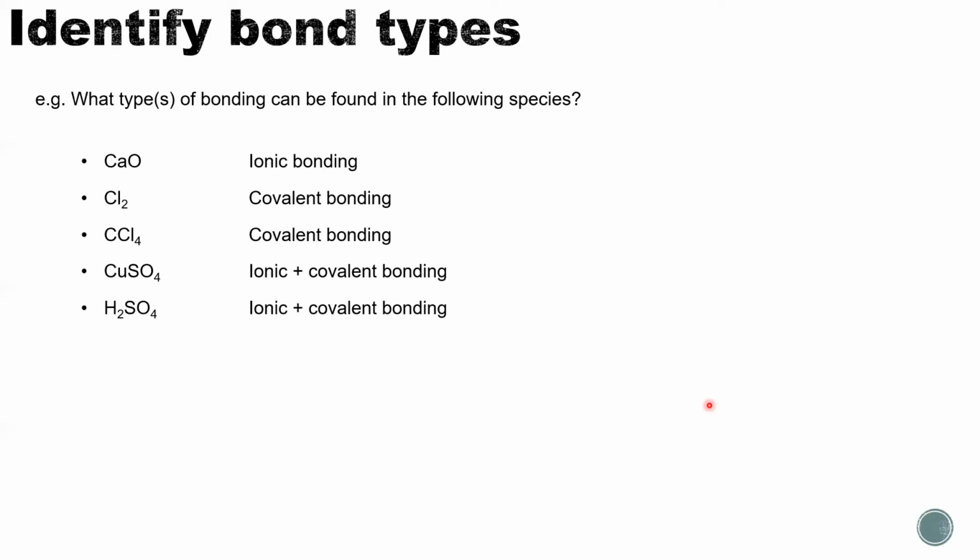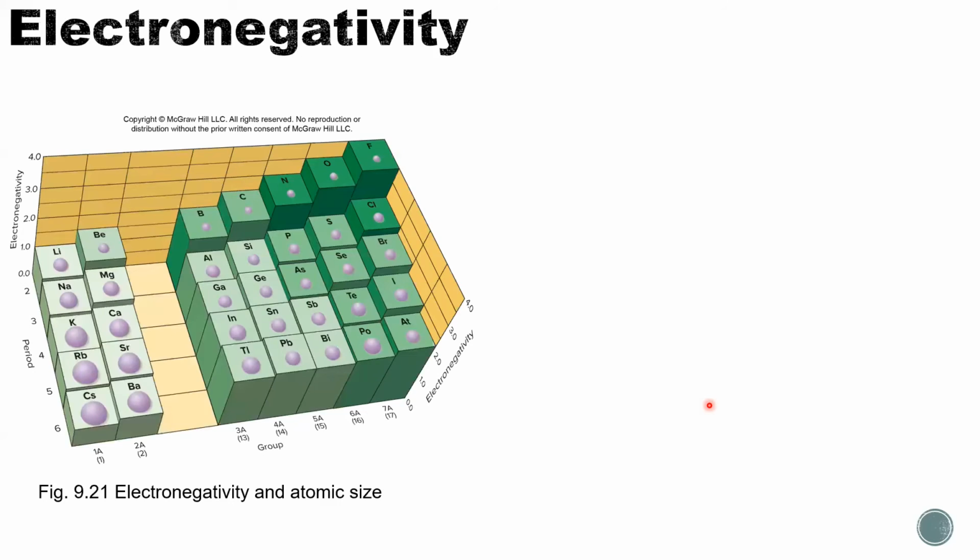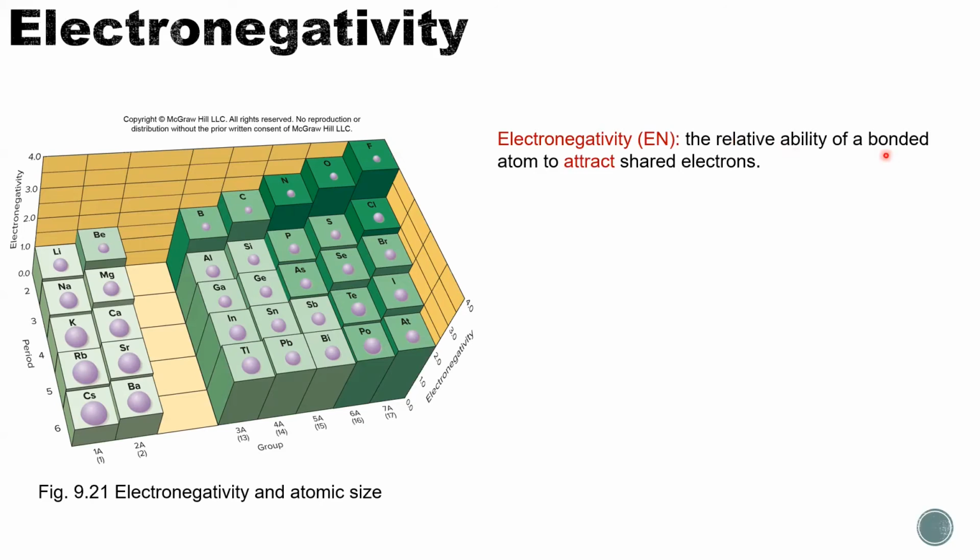So besides identifying a bond type from whether we have non-metal, metal, and polyatomic ions, there is a more accurate way for us to determine the bond type. And then we need to learn the concept of electronegativity. So electronegativity is the relative ability of a bonded atom to attract shared electrons. It's kind of similar to the electron affinity discussed in our last chapter, but it's slightly different in that it is for bonded atoms.